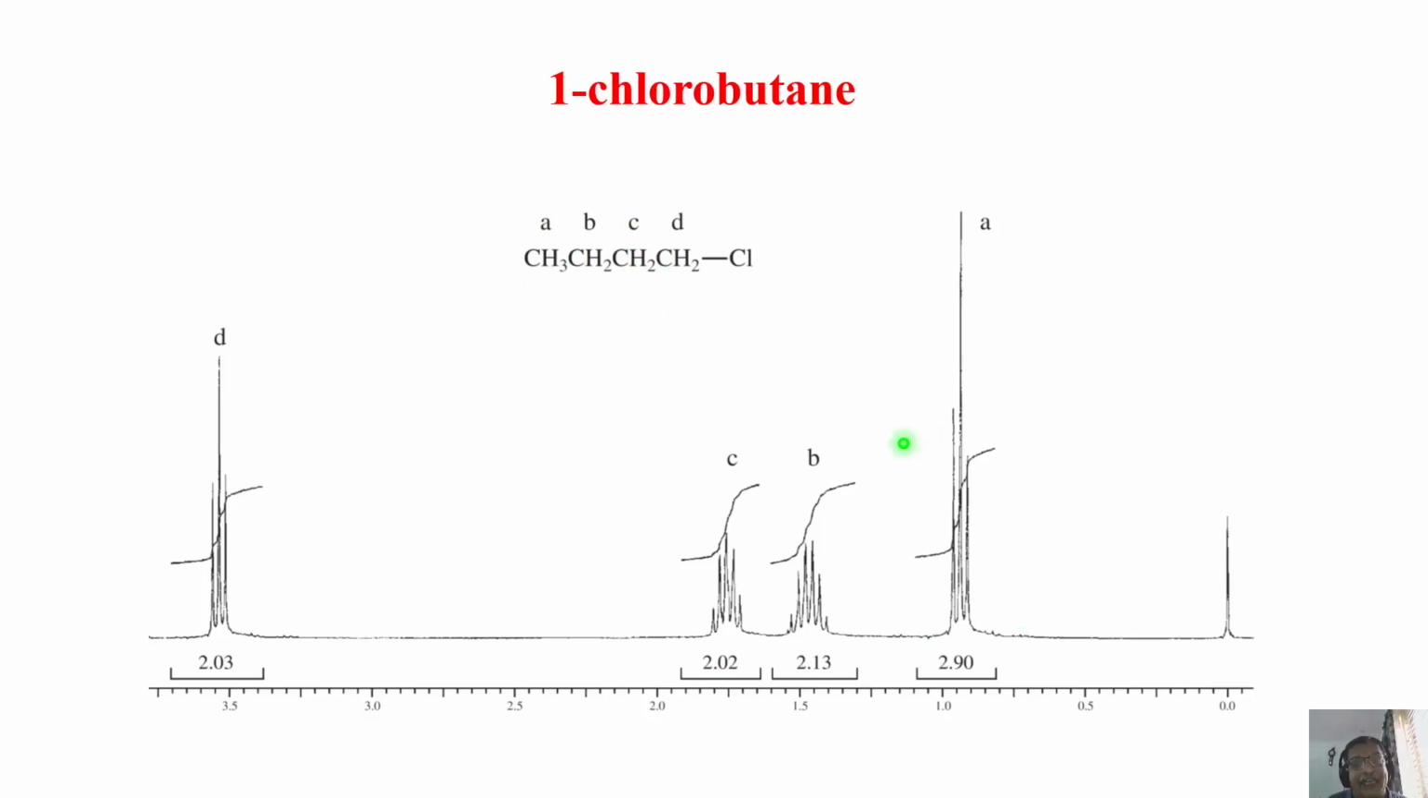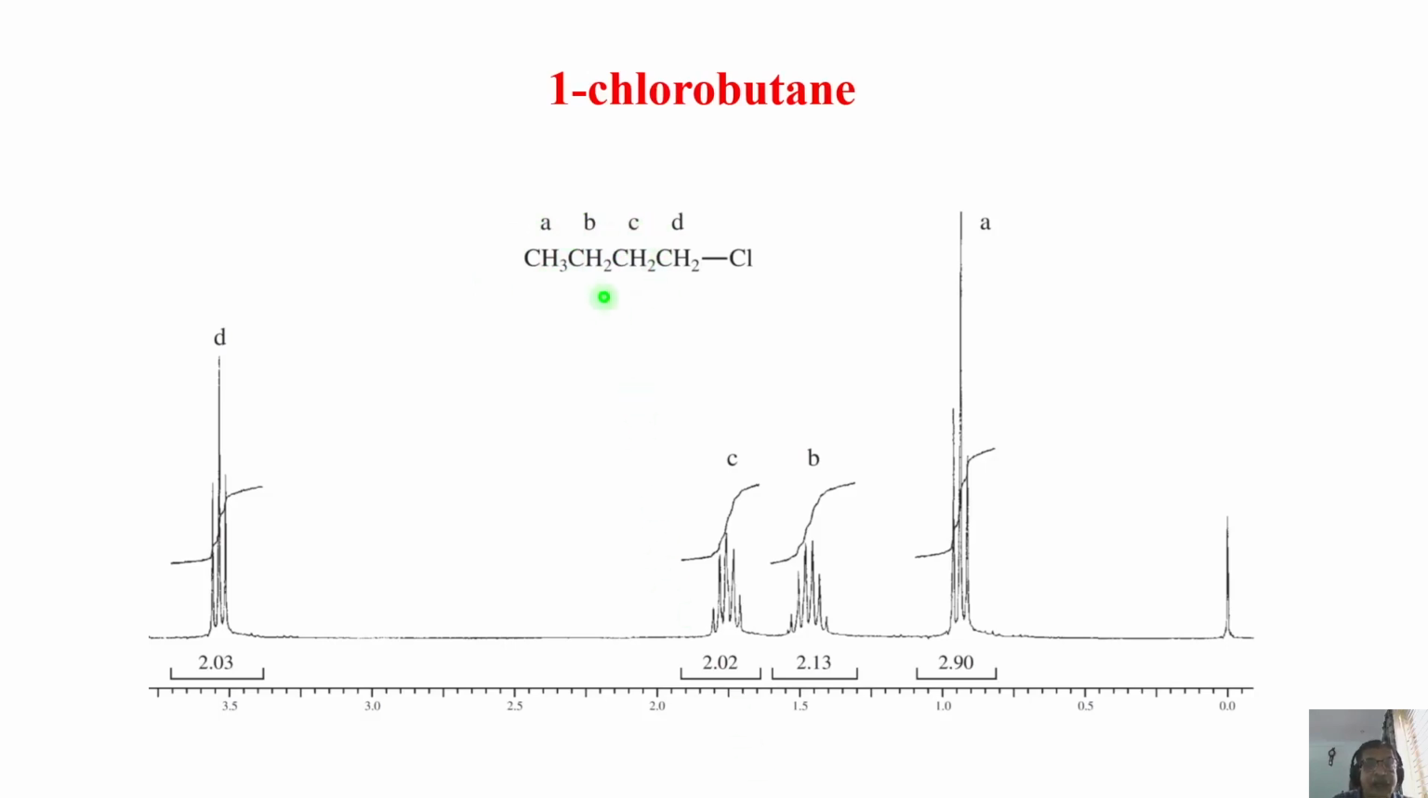This is slightly tricky. Please understand. Looking at the pattern, we should say which is B and C. Both are 2 intensity, right? Both are 2 intensity. If I don't tell you which is B and C, look at the multiplicity pattern, you can say. You know why? Look at this proton B. This proton B experiences couplings with the CH3 group and the CH2 group.